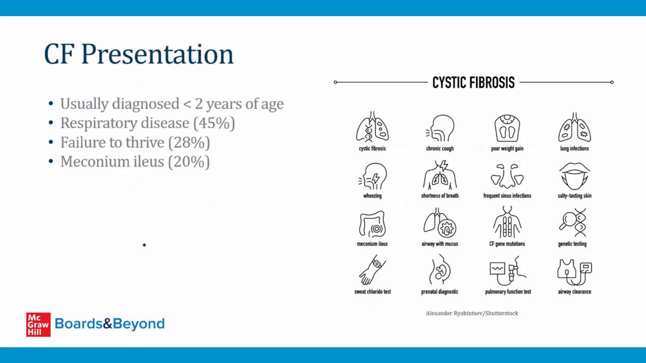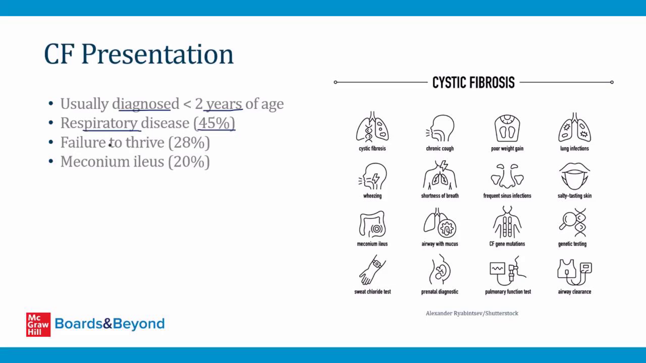So later on, we're going to talk about screening. And in the modern era, most children born with cystic fibrosis are identified prenatally through screening. But if children aren't identified through screening, they're usually diagnosed before they're 2 years of age. And they usually have one of 3 different presentations. The first is respiratory disease. This accounts for about 45% of diagnoses.